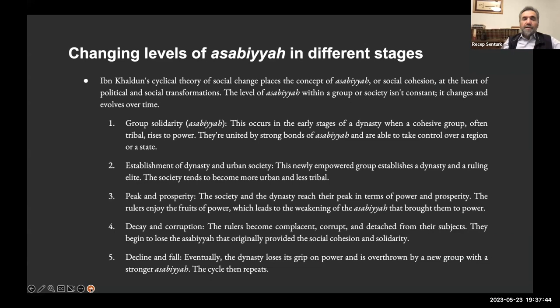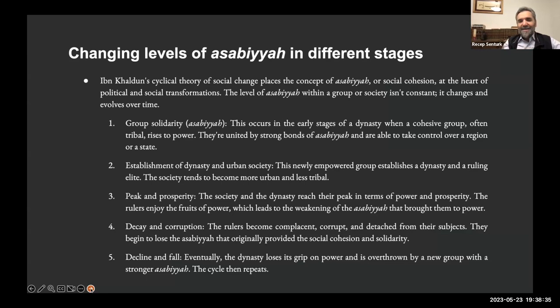Establishment of a dynasty and urban society, this is the second phase. So what happens to asabiyya in this stage? This newly empowered group establishes a dynasty and the ruling elite. The society tends to become more urban and less tribal. In the third stage, which is the peak, the highest level of prosperity of a civilization and society, the society and the dynasty reach their peak in terms of power and prosperity. The rulers enjoy the fruits of power, which leads to the weakening of the asabiyya that brought them to power.